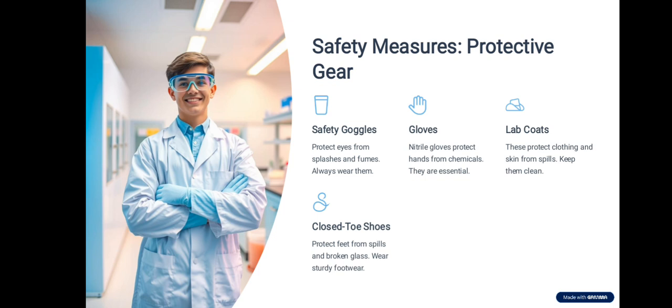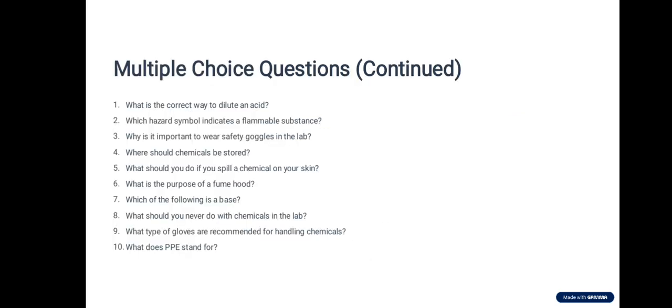Now, the other one is closed-toe shoes. We know that it is very, very important that you protect yourself from chemicals, because if you get in contact with chemicals, for example an acid, it has the ability to damage your skin. So it's important to protect your toes and your feet from spills and broken glass. So you wear sturdy footwear while working in the lab.